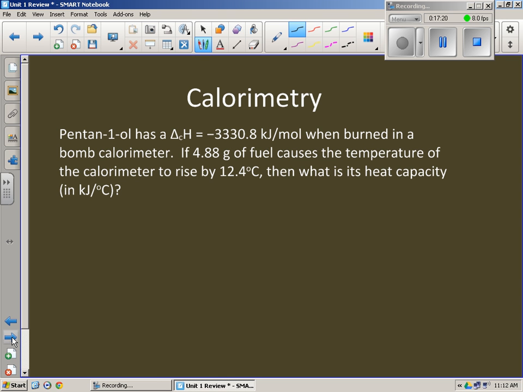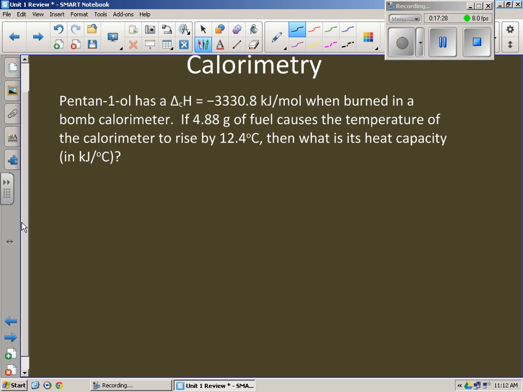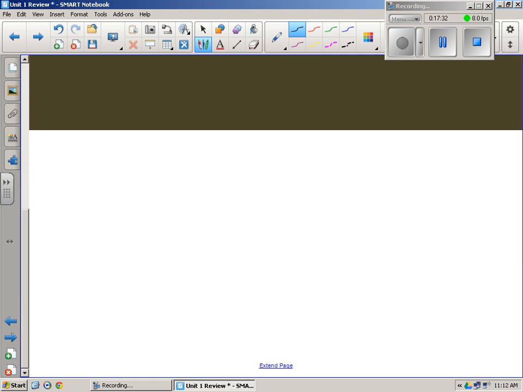Okay, this one says, what is the heat capacity of the bomb calorimeter? Bomb calorimetry is a little bit different, don't forget. This is all good here, I think, so let's move on to the bottom. Bomb calorimetry, okay? Don't forget, E gained and E lost. You do have a fuel in this case. The fuel, of course, is this funny-looking pentan-1-ol here, so we'll talk about that in a second.